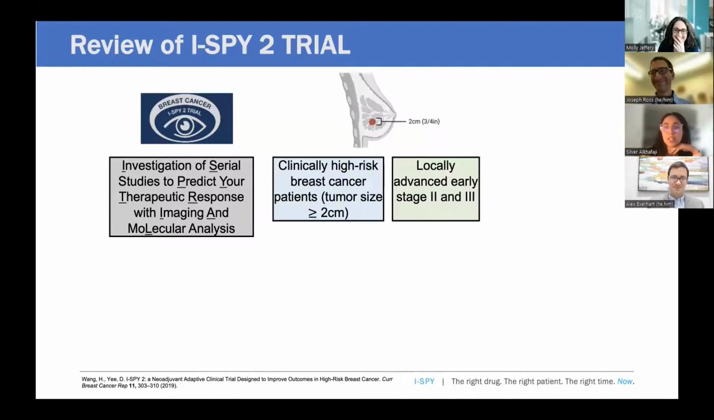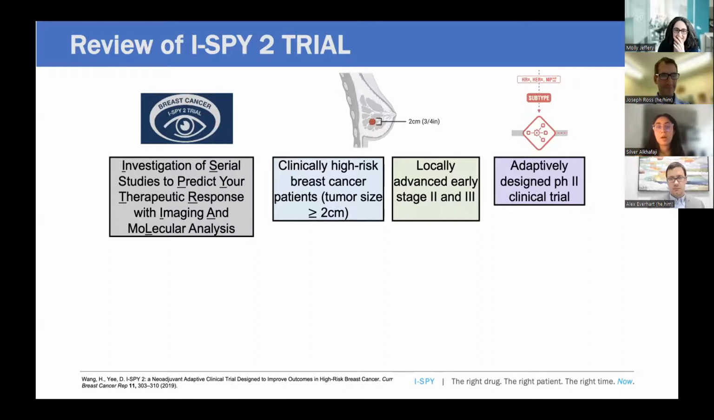This is for patients with clinically high-risk breast cancer. So they present with a tumor size of more than 2 centimeters. It's locally advanced, so an early stage 2 and 3. It's a phase 2 trial, and it's adaptively randomized using the receptor subtypes that are introduced in addition to a molecular test that I will introduce later.